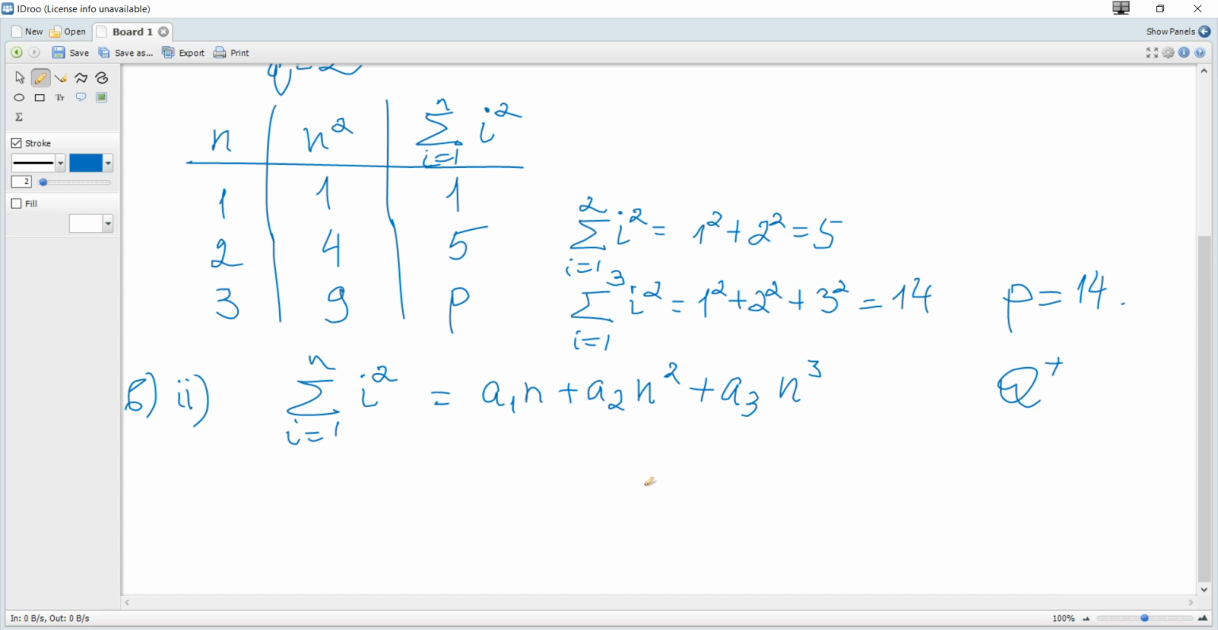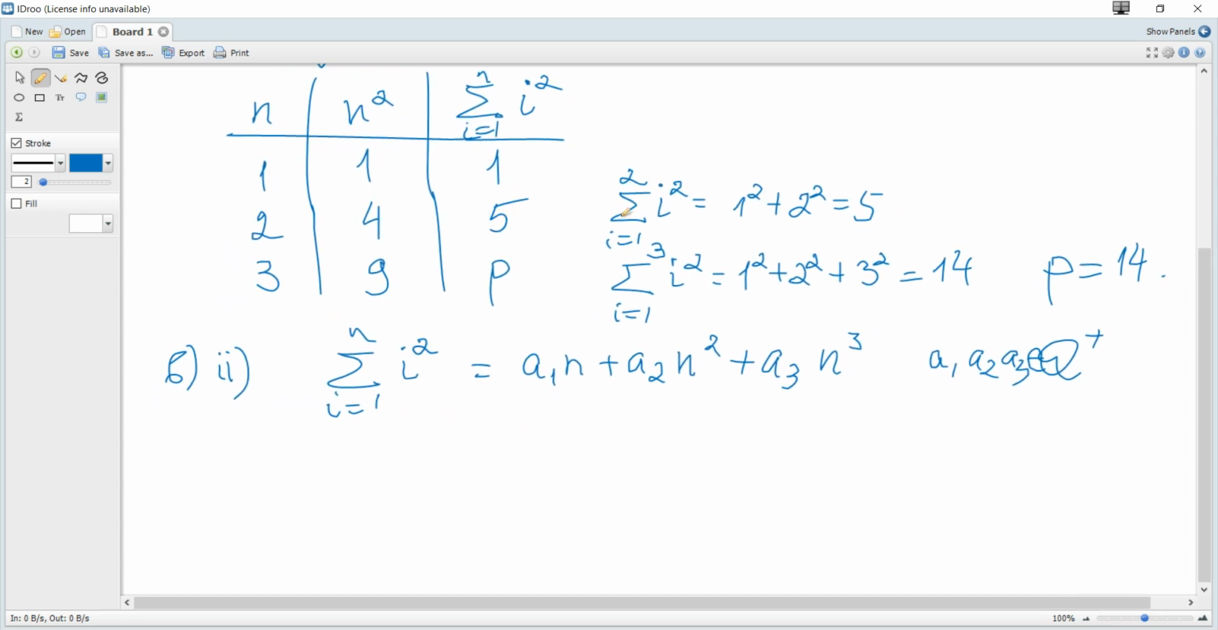And hence write down a system of 3 linear equations in a1, a2 and a3, 3 marks. To get the required three equations, we can use this information. So when n is 1, the sum is 1. So just substituting 1 for n, we get a1 plus a2 plus a3 is 1.